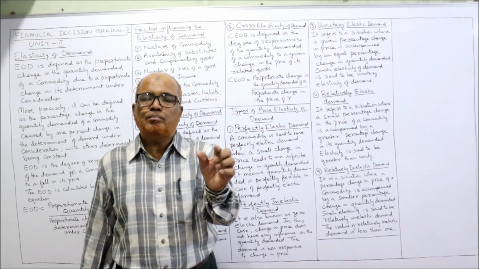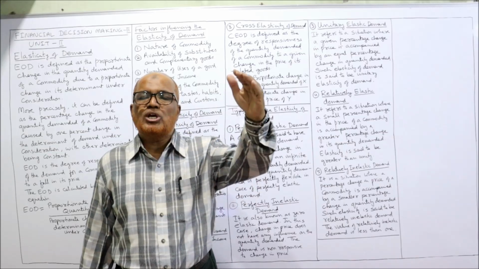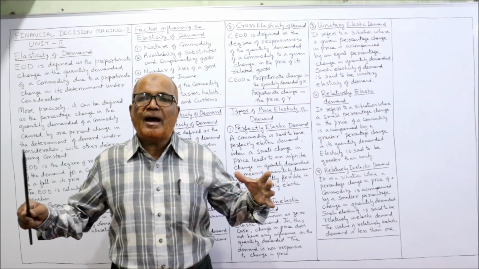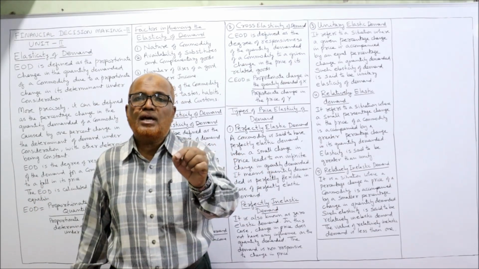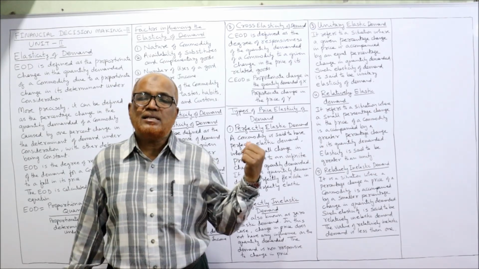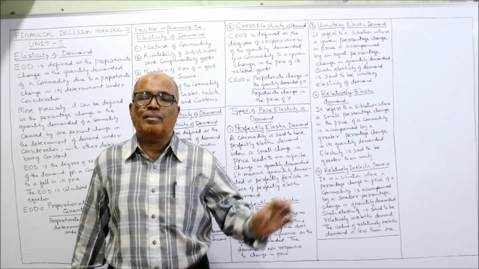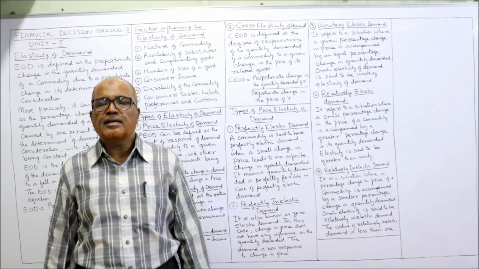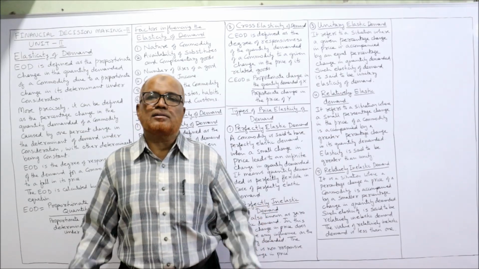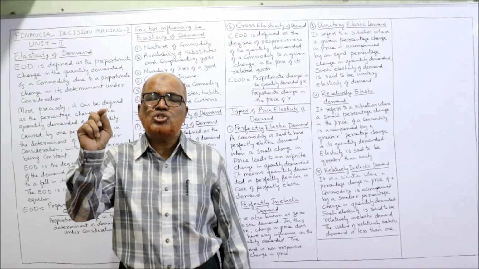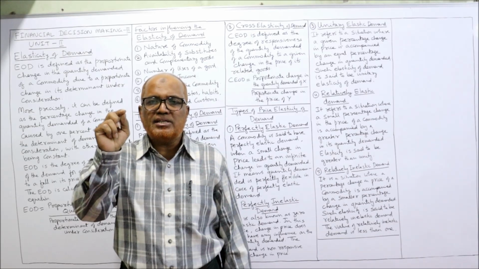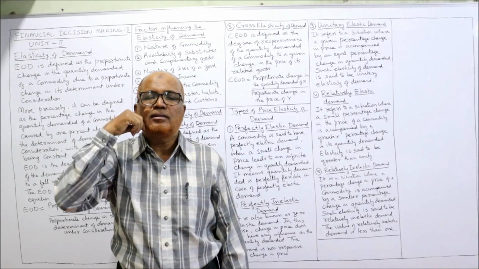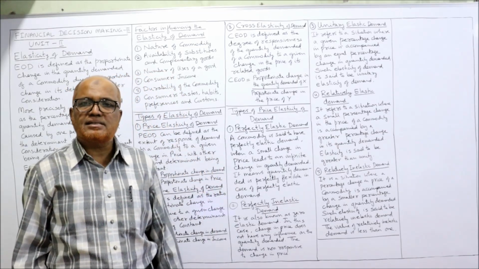Perfectly elastic demand means there is a huge change in the demand due to a small change in price. The change in demand is more than the change in price, then the elasticity is called perfectly elastic demand. For example, in case of luxurious items or cars, if the price change is very small, it will lead to a huge change in the demand. That is called perfectly elastic demand.